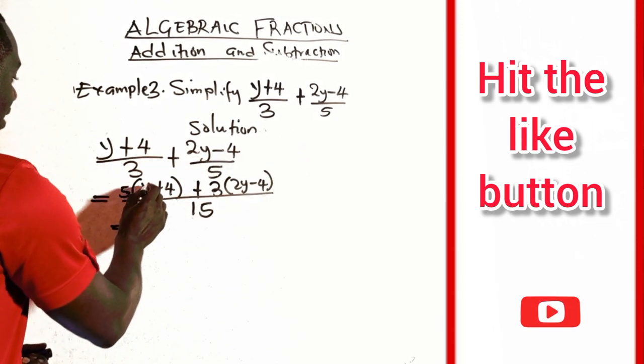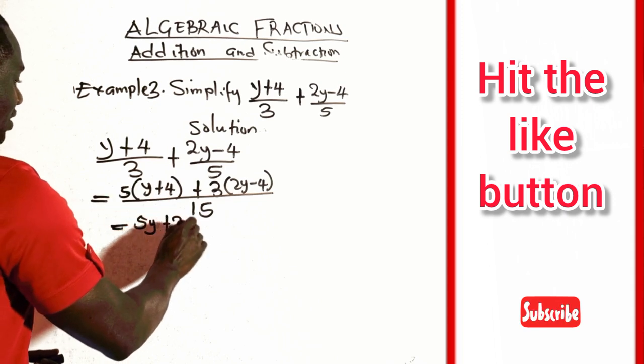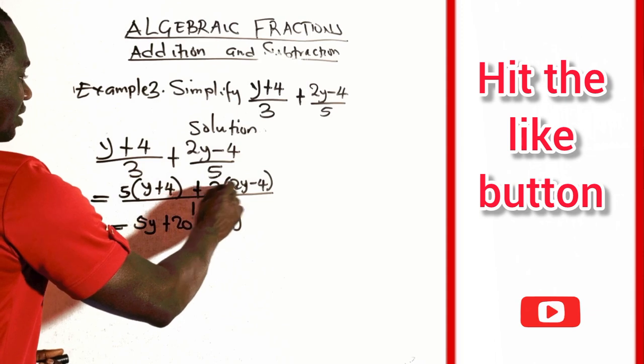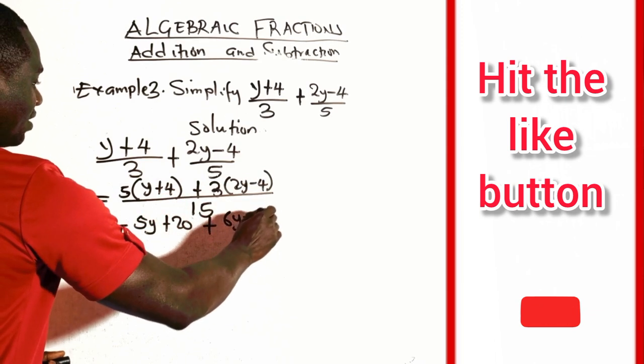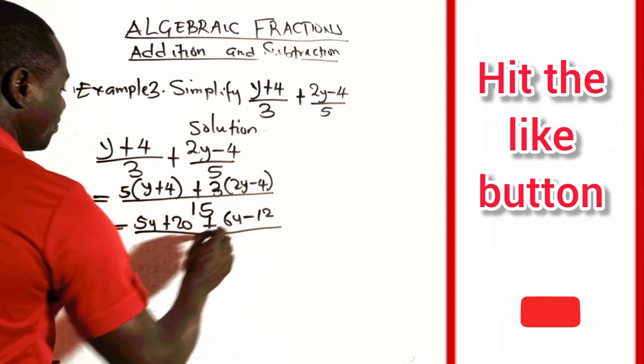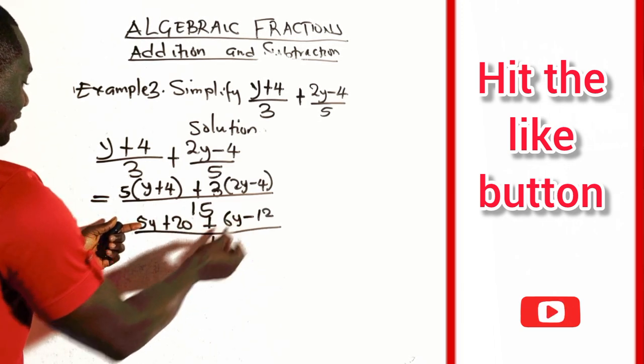Okay. 5 times y is 5y. 5 times 4 is 20. Then here 3 times 2y is 6y. 3 times minus 4 is minus 12. Every term will be all over what? 15, right? Now we have like terms to add here, right?